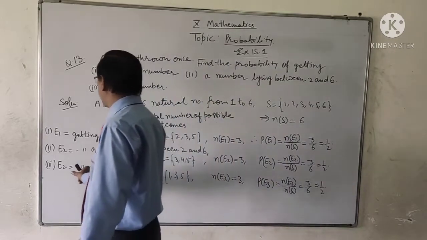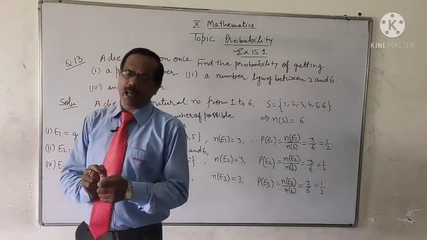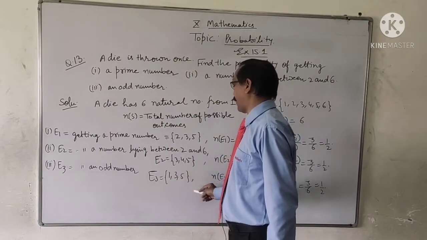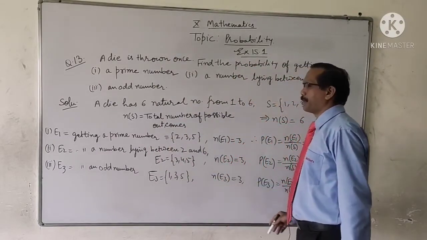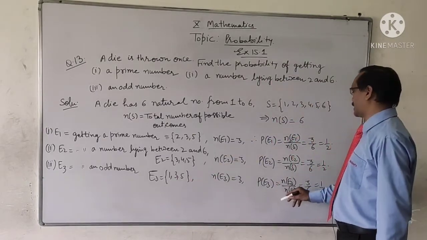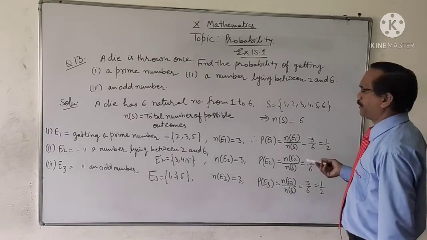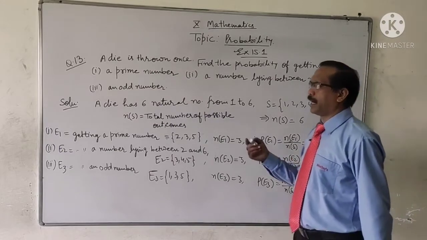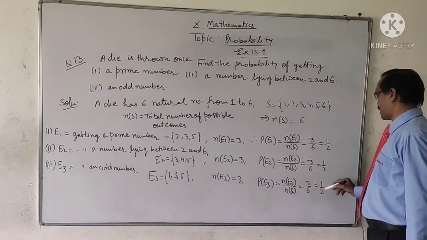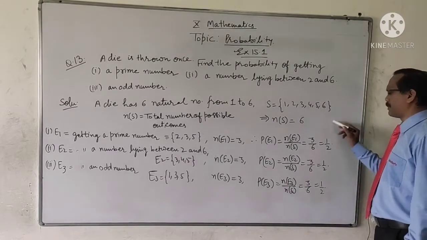Now the third case, an odd number. When we throw a die and get an odd number, the favorable outcomes are 1, 3, 5 and the number of favorable outcomes equals 3. There are 3 numbers and probability for this case P(E3) equals n(E3) over n(S). n(E3) is the number of favorable outcomes for the event when an odd number comes. So it is 3 by 6 or 1 by 2, and the answer of each case is 1 by 2, by chance.